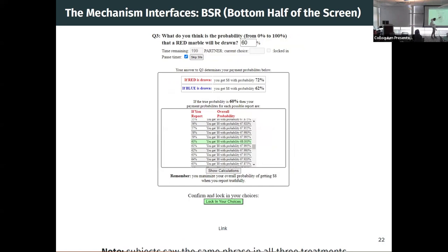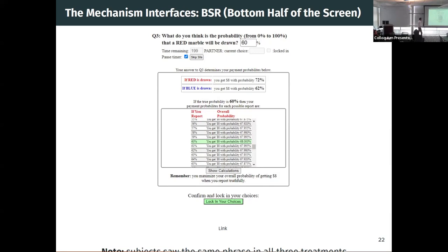I know this is small, but it shows them that reporting truthfully gives you the highest overall probability of getting paid. And if you deviate, that number goes down. It goes down very slowly, but it does go down. So it shows them directly that truth telling maximizes your probability of getting paid. Okay. And we have this sentence: remember, you maximize your overall probability of getting $8 when you report truthfully.